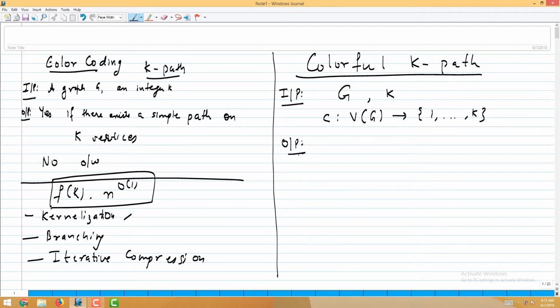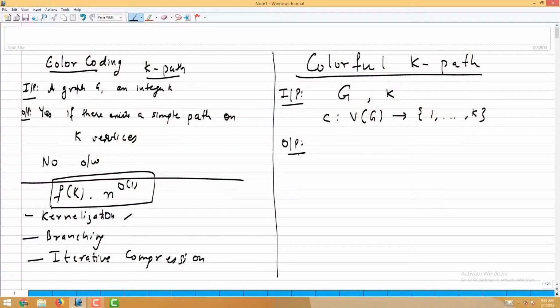In the original problem, we were interested in finding, is there a simple path on k vertices? In the colorful problem, we'll be interested, is there a simple path on k vertices which is colorful? When I say colorful, I mean a path on k vertices where all the vertices have different colors. So the original graph is colored, so when I find a path in the graph, that will be a colored path, right? I'm not interested in finding any colored path of length k. I'm only interested in finding a path of length k where all the vertices get distinct colors.